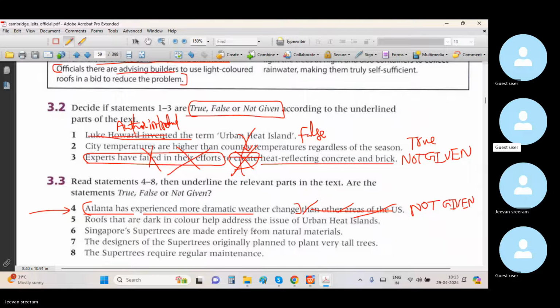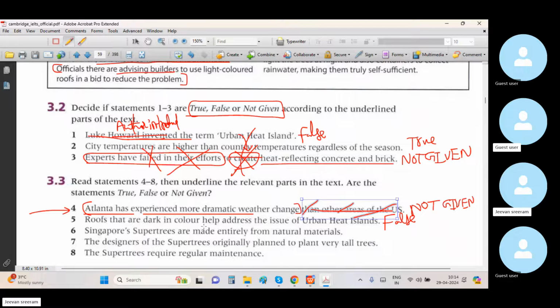Roofs that are dark in color help address the problem of urban heat islands. False. You're right, because light color helps, no? Yes, sir. Sir, whenever you say a statement is false, you should be able to say what is true. What is true? Light color.